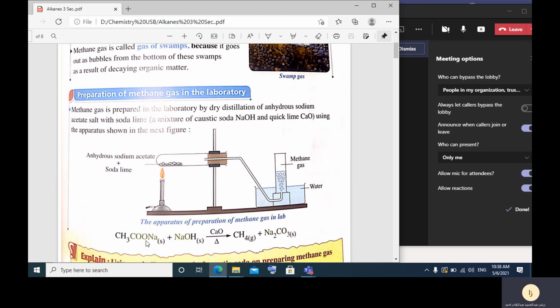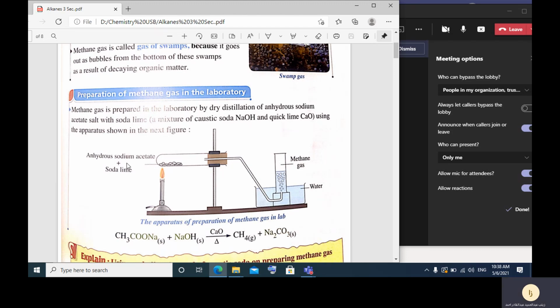We get anhydrous sodium acetate by the reaction of sodium with acetic acid. The mixture of soda lime consists of two substances, sodium hydroxide and calcium oxide. Sodium hydroxide is called caustic soda. Calcium oxide is called quicklime. Okay. The gas which will be produced can't dissolve in water, and it is lighter than water, so it evolves in the tube.